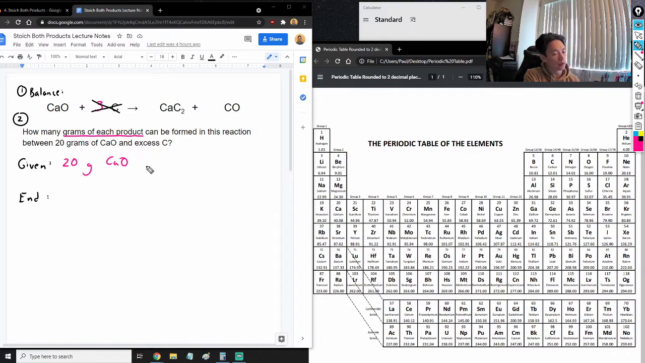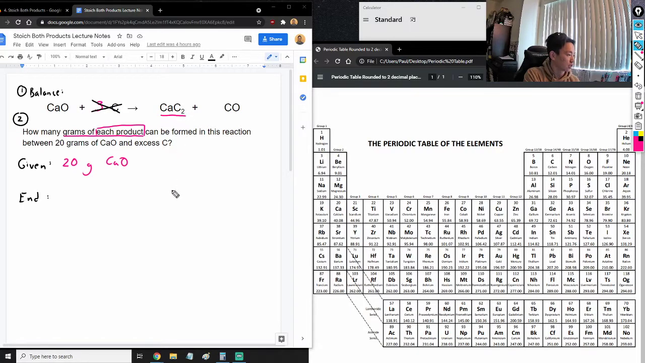If you guys remember, usually in the previous stoichiometry problems, I asked you to find the grams of a specific chemical. I might ask you grams of CaC2 or grams of CO. But here it's asking us to find the grams of each product. What that means is you need to find out how many products there are first. Products are the chemicals on the right side, the chemicals that are made.